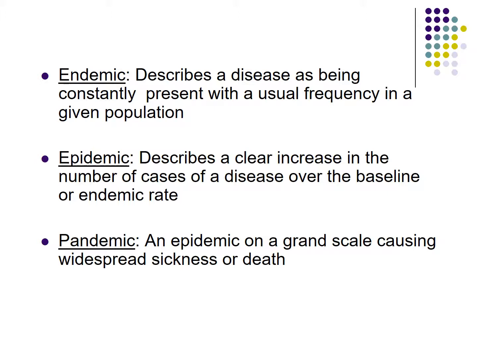So we have influenza epidemics frequently, where you get a large number of cases of influenza. Pandemic is an epidemic on a grand scale causing widespread sickness or death. So influenza pandemic would be a very aggressive influenza outbreak, for example, in many different countries or in a widespread area affecting a lot of people in a very harsh way.